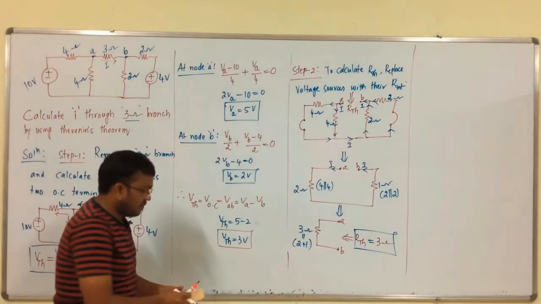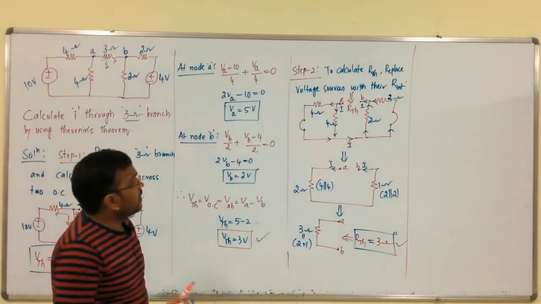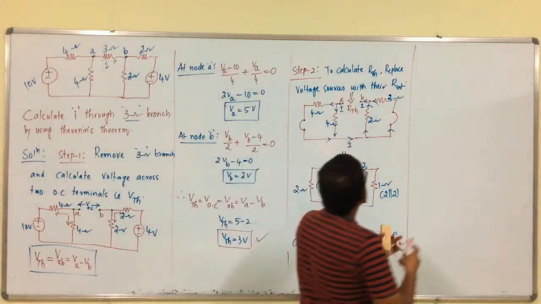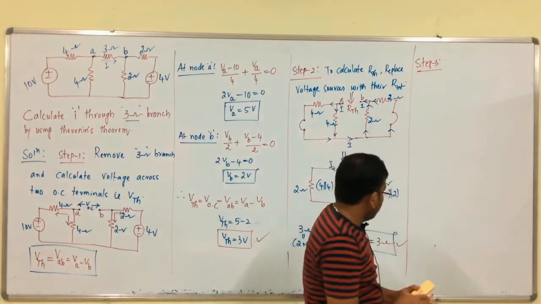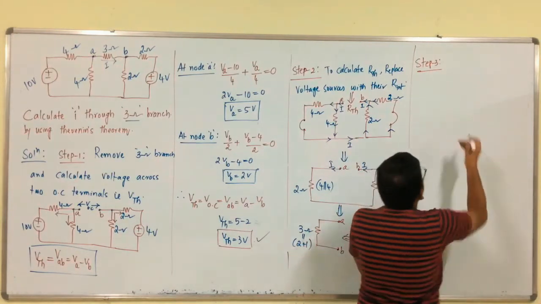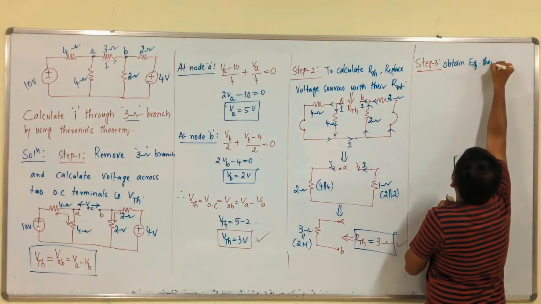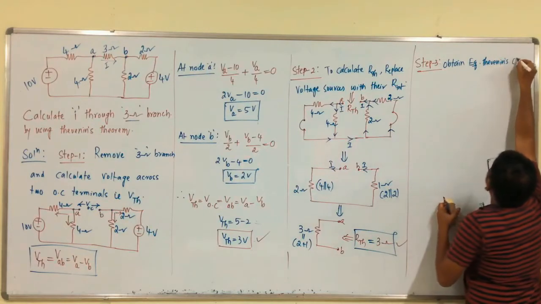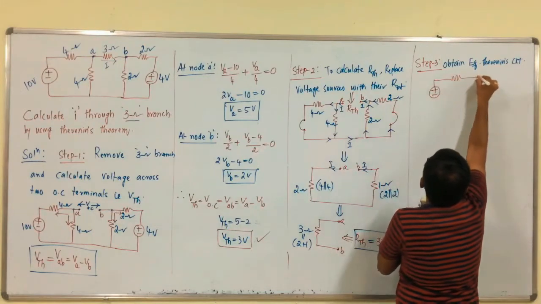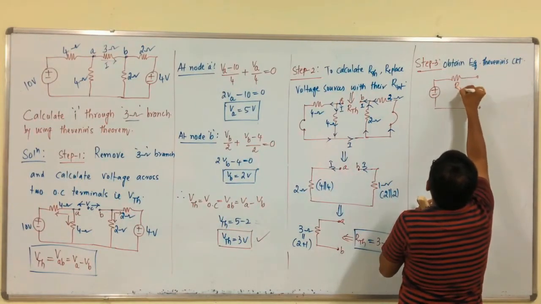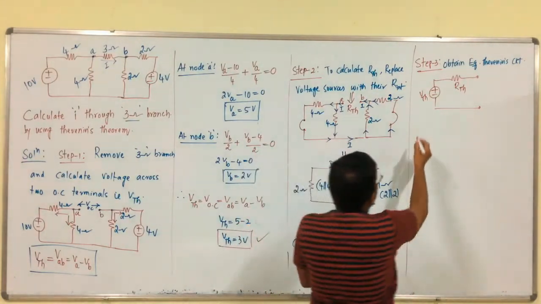So, we got RTH also. We have VTH, we have RTH. Finally, we got step 4. Reconnect the source. Step 3 is nothing but obtain the equivalent Thevenin's circuit, that is VTH in series with RTH. This is RTH, this is VTH. Over. What is step 4?